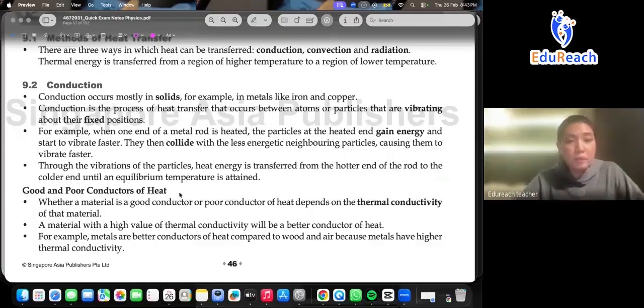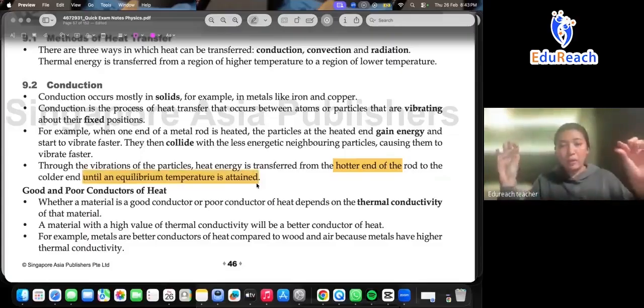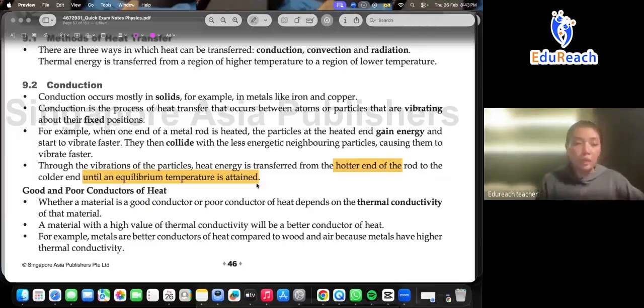So through the vibrations of the particles, heat energy is transferred from the hotter end of the rod to the colder end until an equilibrium temperature is attained. What this means is that until the whole entire rod is at a uniform temperature, an equilibrium temperature. So there's not one end that is colder or hotter than the other.